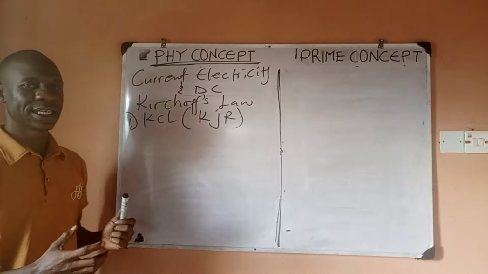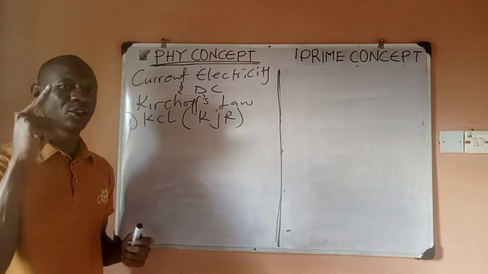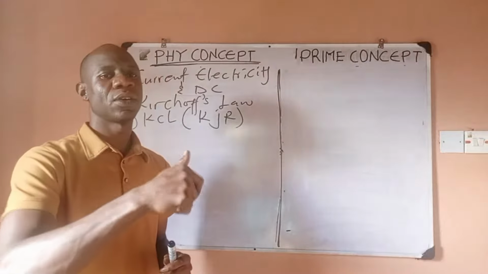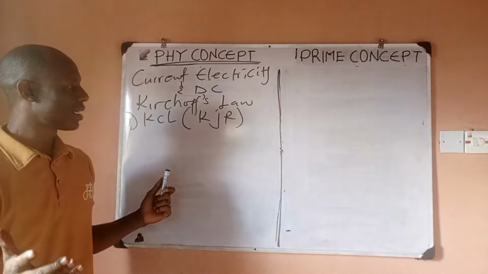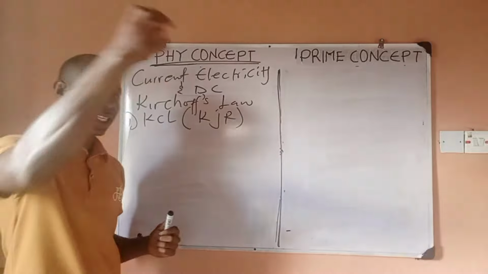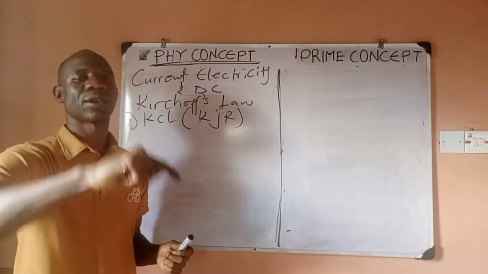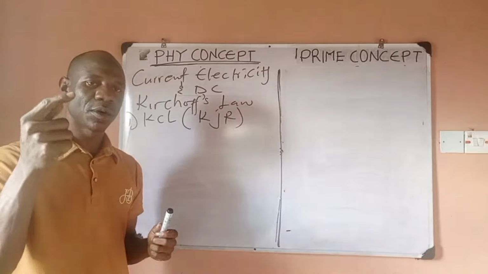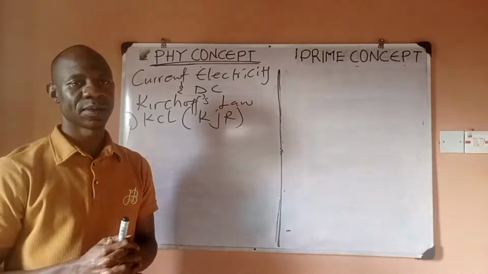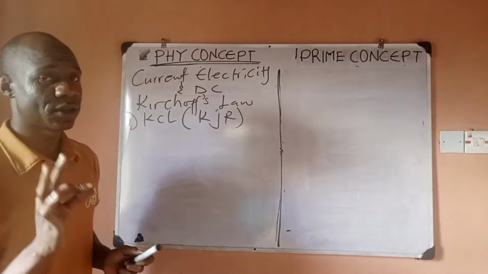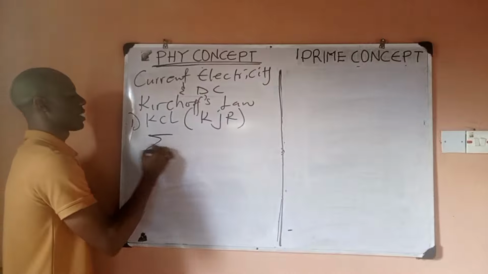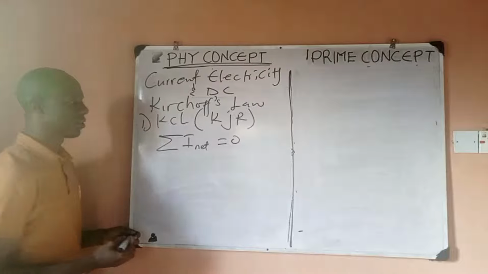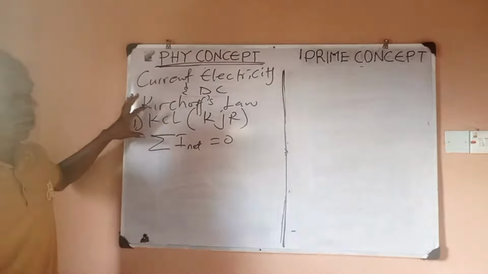Now, what is KCL? KCL says that the total current going into a junction equals the total current leaving the junction. That is one way you can say it. Or you can say the net sum of current at a junction is 0. This is the mathematical way of writing it. So that is number 1, Kirchhoff's law, KCL.